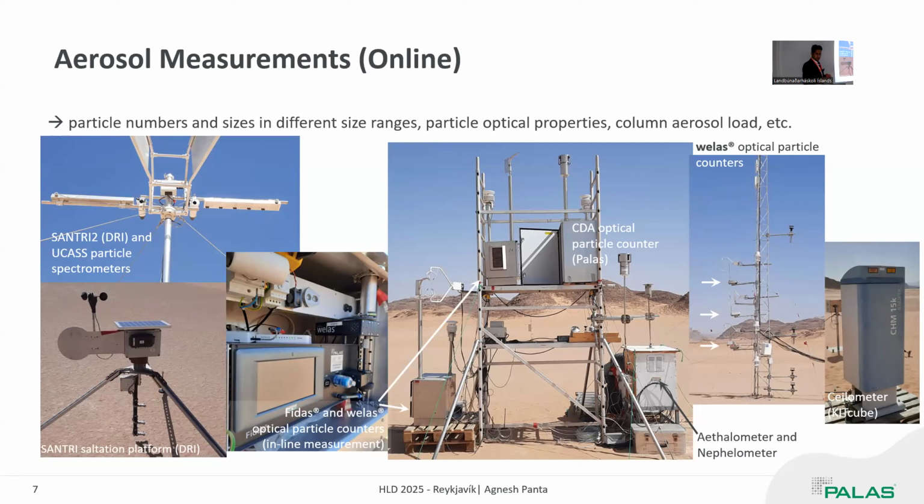The two major instruments that I'll be talking about are the FIDAS, which is here. This is also one of the optical particle counters, and the WALAS, basically measuring the particle size from 0.1 micrometers up to, so you can always choose up to what diameter you want to use. So basically it's going from 0.1 to 100 micrometers.